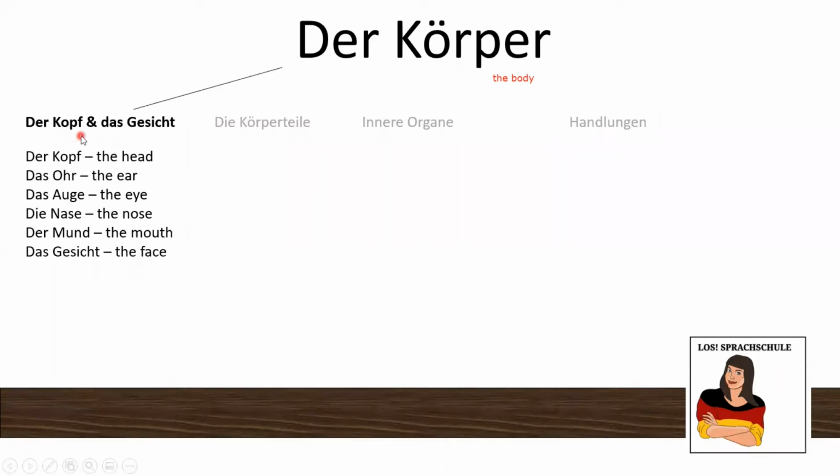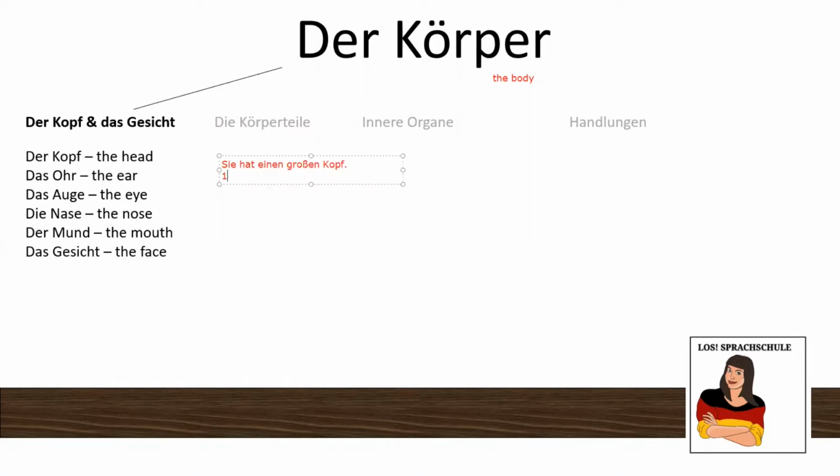Der Kopf und das Gesicht. Der Kopf, das Ohr, das Auge, die Nase, der Mund, das Gesicht. If you want to say she has a big head, just an example, how do we say that? Sie hat einen großen Kopf.